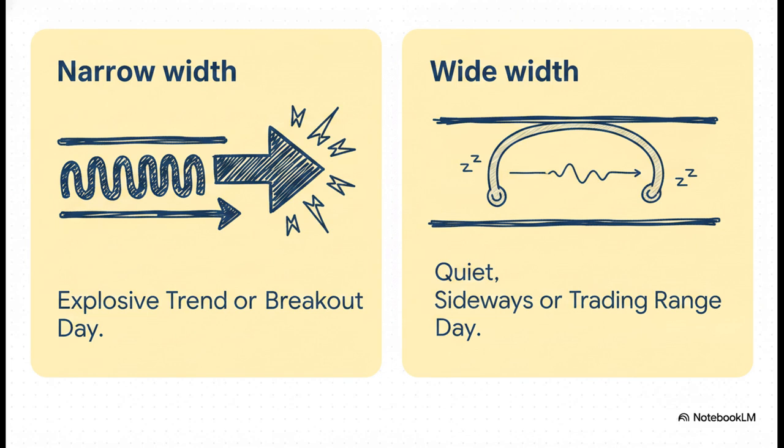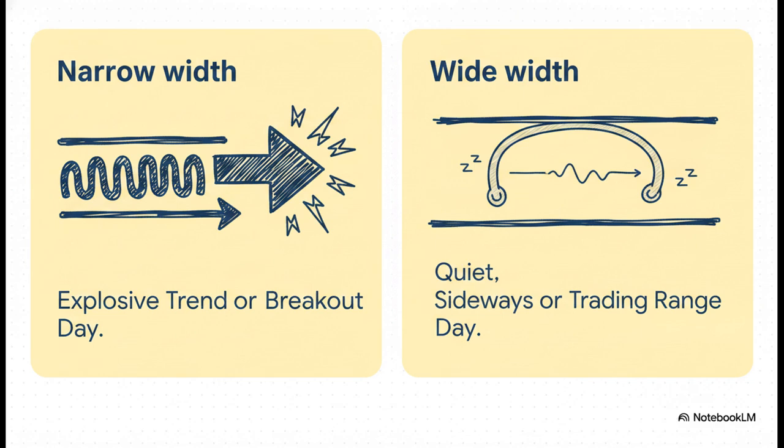The rubber band is stretched to its limit, the market is exhausted, and today will likely be a quiet, sideways, or trading range day. So you should definitely lower your expectations. But if you see a narrow pivot width, that means yesterday was quiet and tightly compressed. Energy is coiling up. The rubber band is getting ready to snap, signaling that a highly explosive trend or breakout day is imminent.